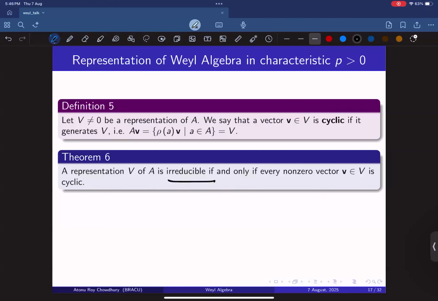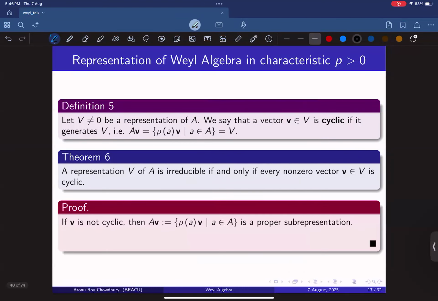What's the proof? The one direction is pretty easy. That is, if a vector V is not cyclic, then this is a proper sub-representation. That means this is a proper subset of V, of the representation space V. And if V has to be irreducible, we must have that the only sub-representations are 0 and V itself. So if V is not cyclic, then we get a contradiction.